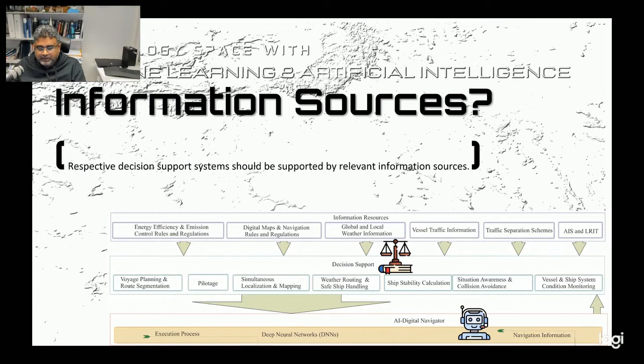And then digital maps and navigation rules and regulations can be a part of the pilotage type of decision support system. If you have global and local weather information, that can be utilized under the weather routing and safe ship handling type of decision support system. Vessel traffic information and vessel traffic separation schemes can be utilized under the situation awareness and collision avoidance decision support system. And then AIS and LRIT, that is the long range identification and tracking system, can also be utilized under situation awareness and collision avoidance. The main point is that the decision support system eventually helps the digital navigators make more complex decisions under various ship navigation situations.